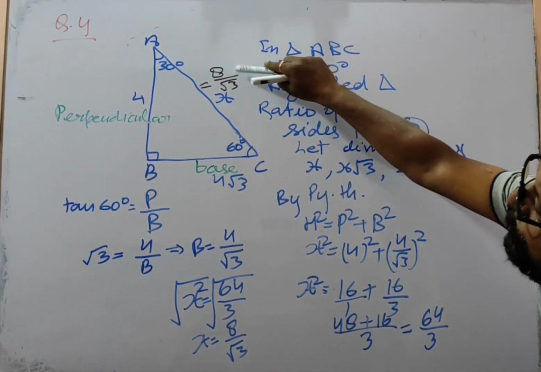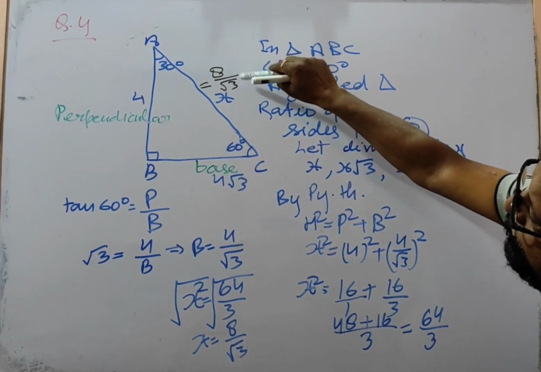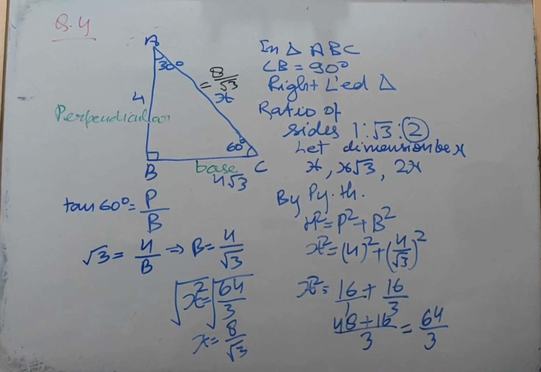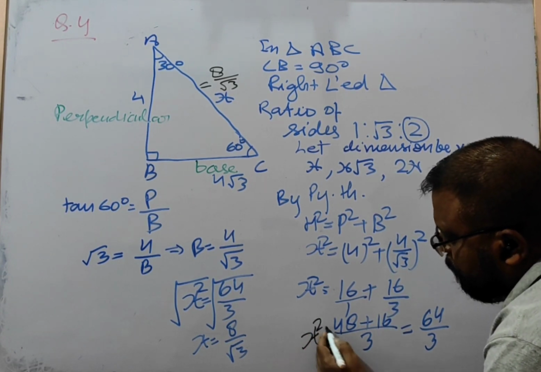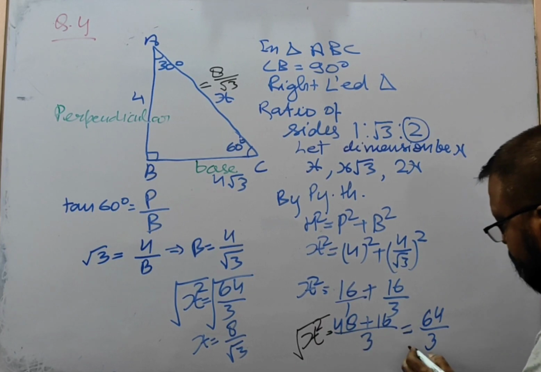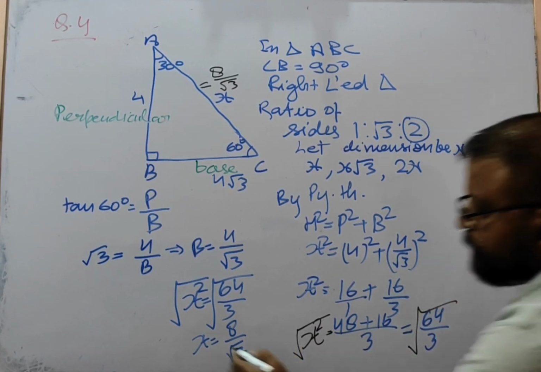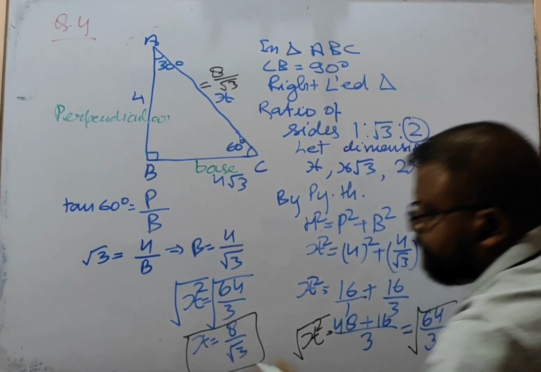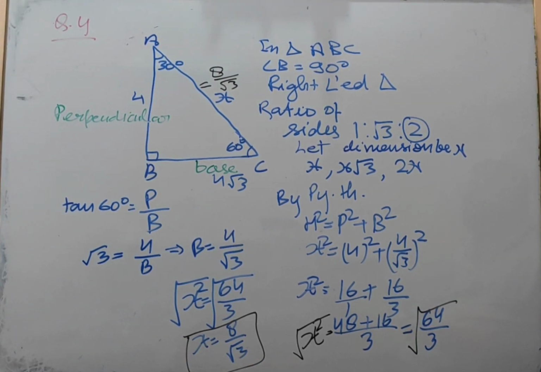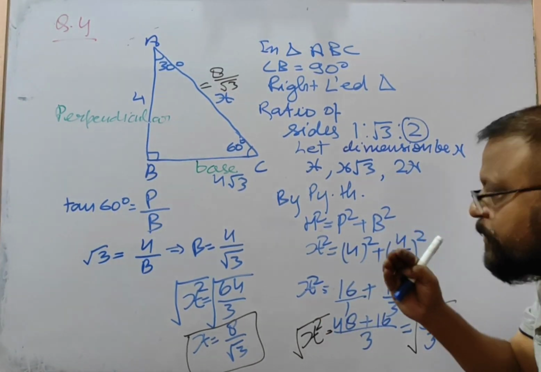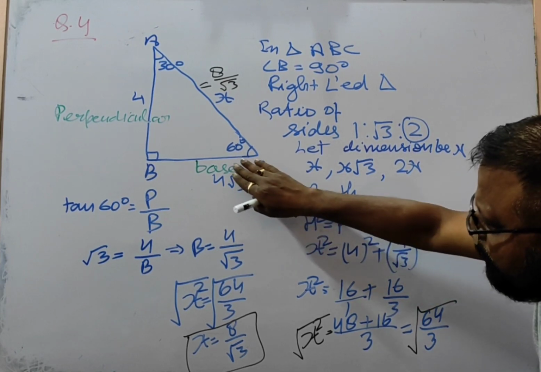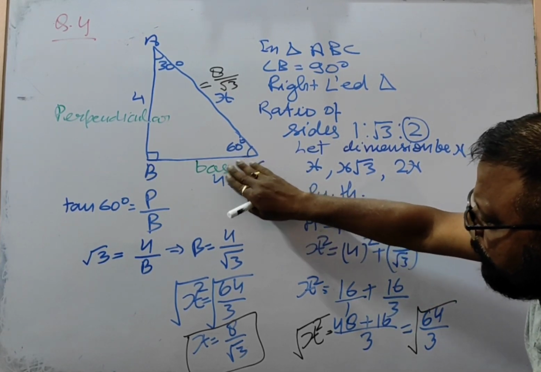8 by root 3. Yeah, so we have taken the square root here. So we get this. This is a part of trigonometry. I applied trigonometry here.